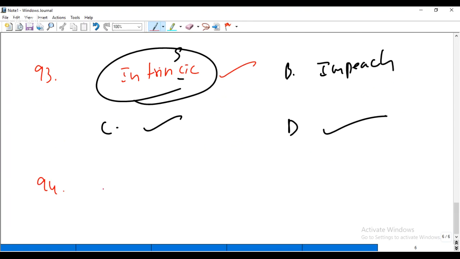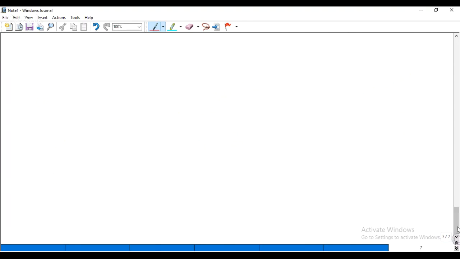Now question number 94. "Drew on his fancy" means he used his imagination. So A is use his understanding, no. B is use his knowledge, no. C is use his imagination. So C is the correct option.